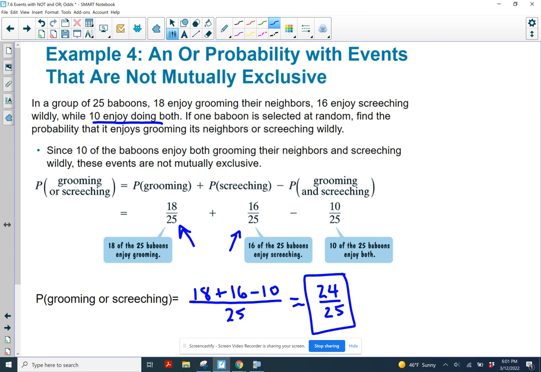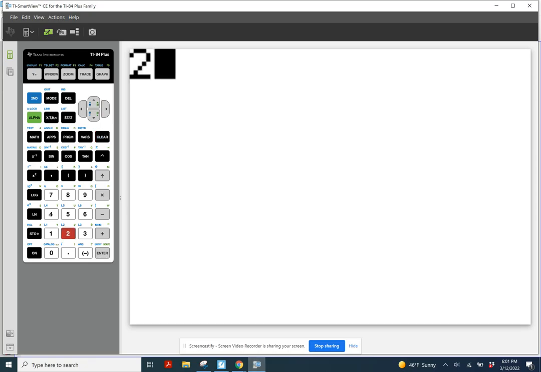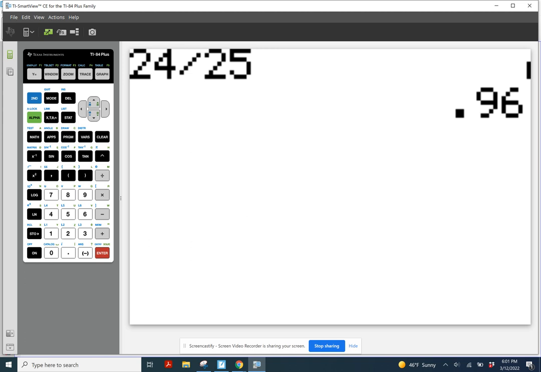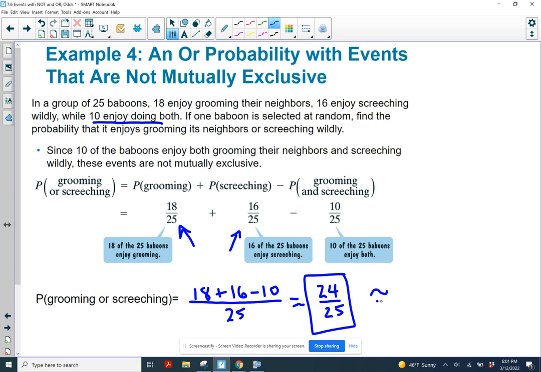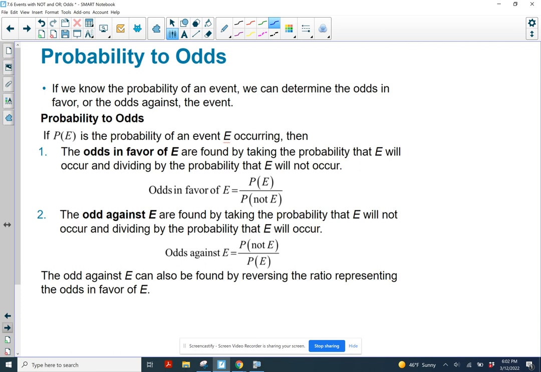And if we needed a decimal or percent, we just grab our calculator and divide. Let's just double check that. If I did 24 divided by 25, that's 0.96 or 96%, right? So be prepared to put it in decimal form on the assignment. You might even have some that ask you to write it as a percent. So it would be 96%, really high. Okay, next example.